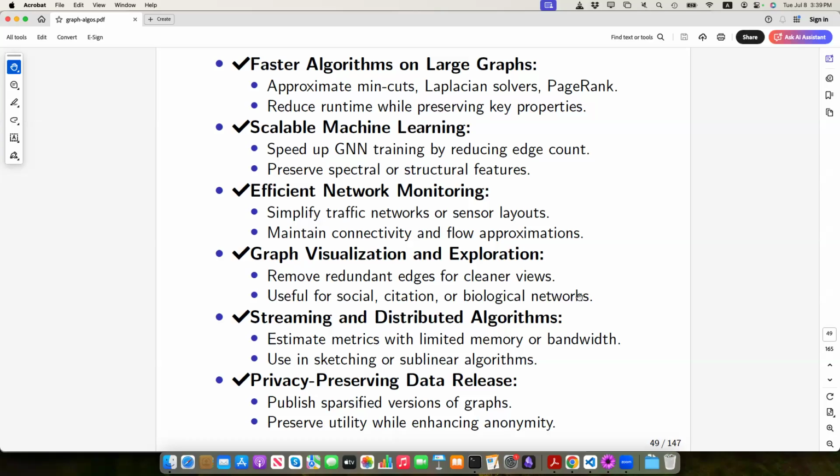If you have limited memory, so basically the streaming setting is where your memory is very limited and you cannot keep a lot of information. So if you sparsify and your sketch, this sample that you have, contains information you care about, that's great. And privacy preserving data release.